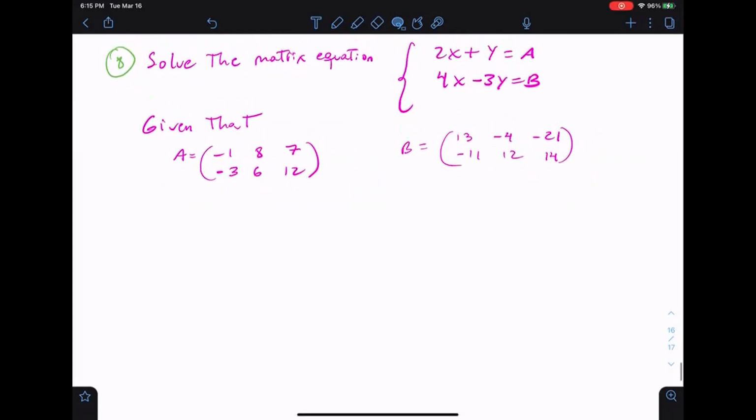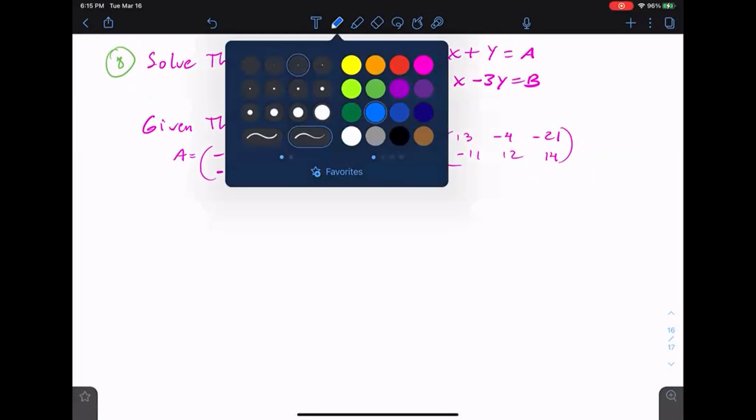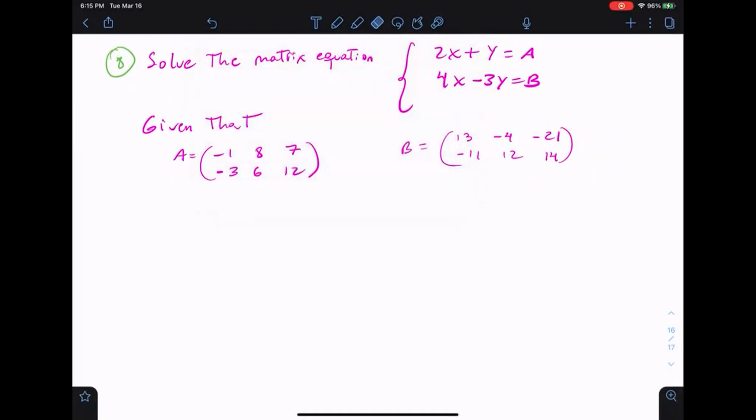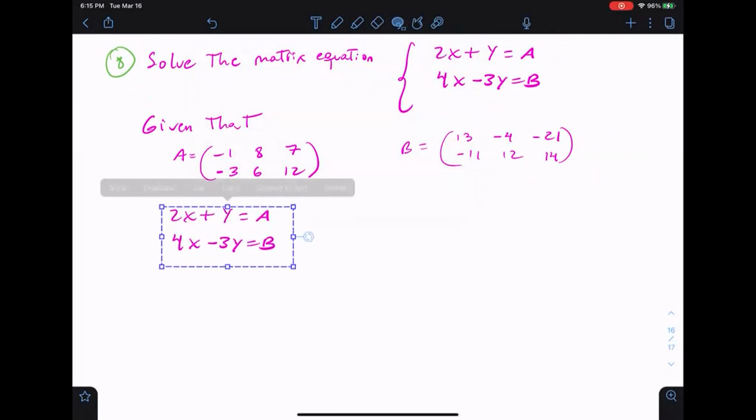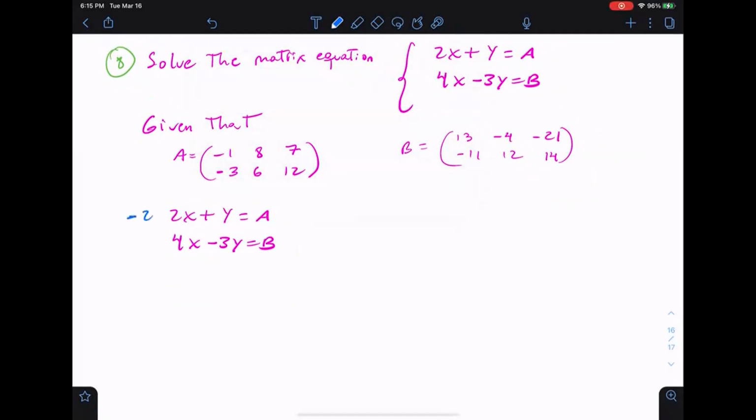Okay, so now we need to solve this like algebra, like we always do, right? So I have, let me copy this. I have this situation. I'm going to multiply by negative 2 to get rid of x, like I do with a system of equations in 2 variables. So this is negative 4x minus 2y equals negative 2a, and then I have 4x. I can just copy it.